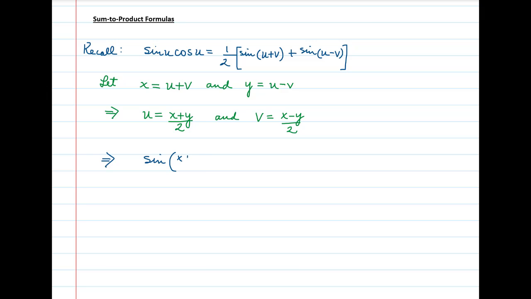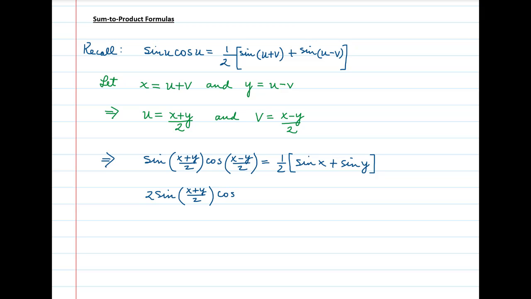Now substituting these variables into our product to sum identity, we get sine of (x plus y) over 2 times cosine of (x minus y) over 2 is equal to 1/2 times sine x plus sine y. Remember, according to our relabeling here. All right, moving the 1/2 to the other side, we get 2 sine of (x plus y) over 2 times cosine of (x minus y) over 2 is equal to sine x plus sine y. And we can switch the two sides here, but basically we're going from a sum, look at the right side of the equation, to a product on the left.